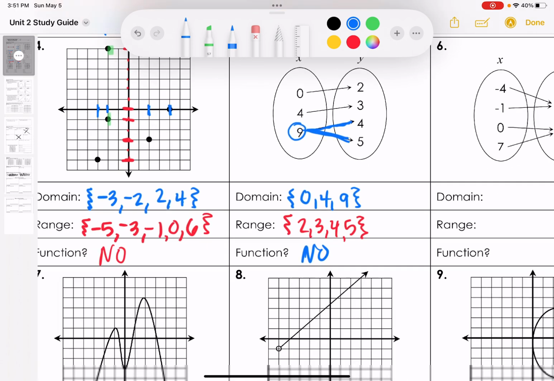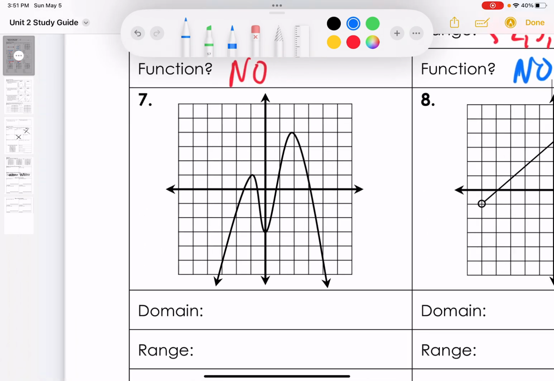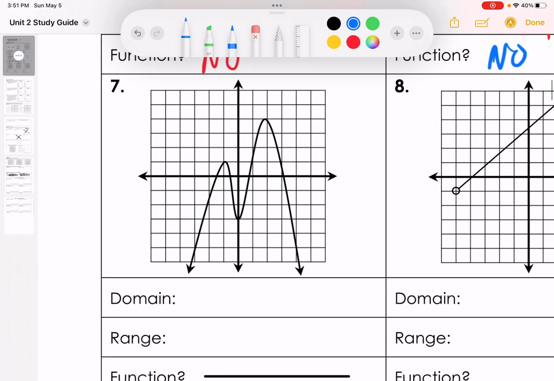All right, number 7. So this domain is not going to be a list of numbers. Okay, we're going to be using interval notation to write the domain and range here. So remember, if we have 2 arrows, that means that my domain is going to be all real numbers, if they're both pointing up, down, or one's pointing up and one's pointing down.